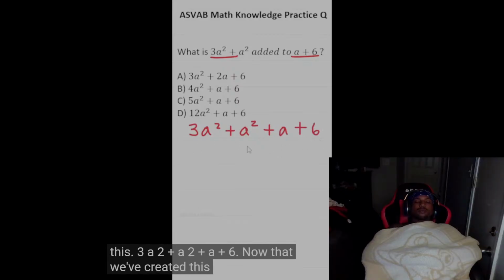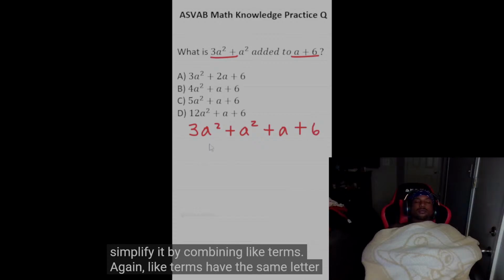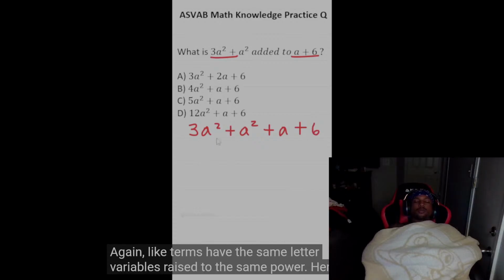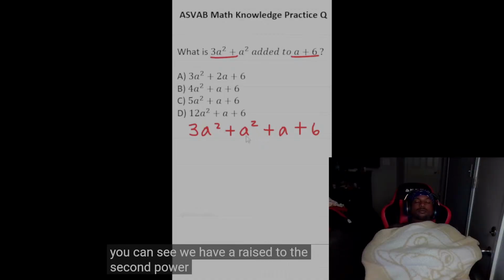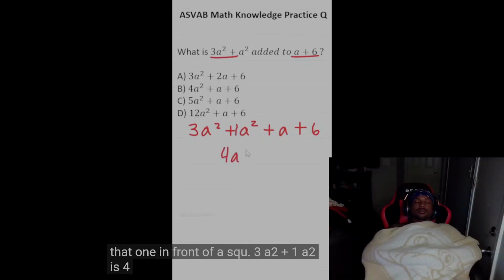Now that we've created this expression, we have to simplify it by combining like terms. Again, like terms have the same letter variables raised to the same power. Here you can see we have a raised to the second power and a raised to the second power here. Therefore, we can combine these two. Again, if it's helpful, put that 1 in front of a squared. 3a squared plus 1a squared is 4a squared.